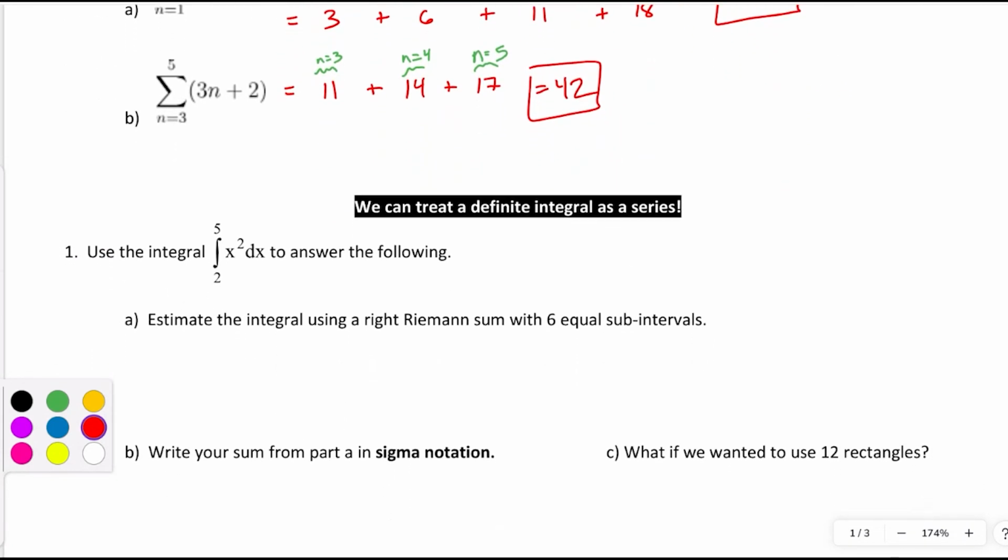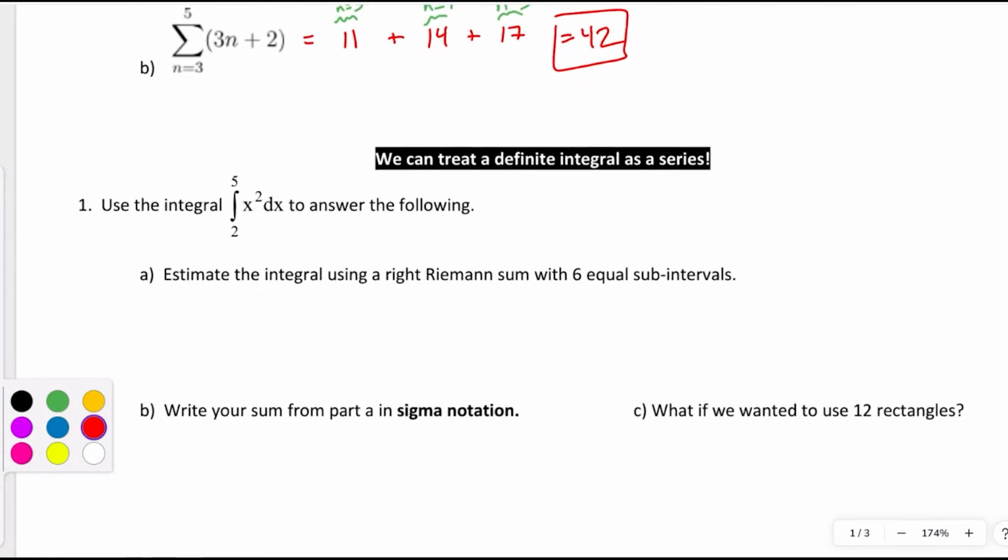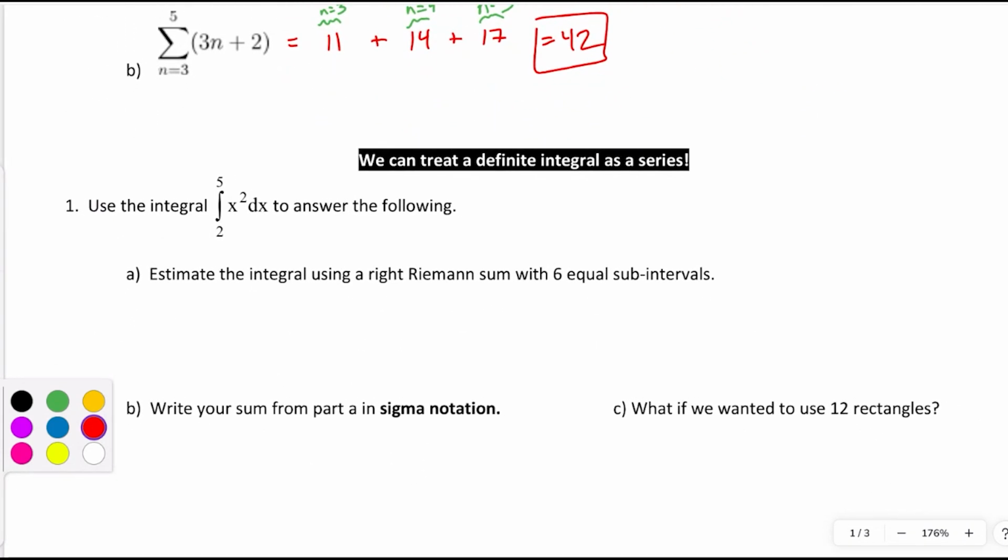Let's think about this integral down here and see how we might interpret this as a series. This is going to be our goal today, to be thinking about these integrals as series, as a summation, an accumulation. You're adding over and over again.